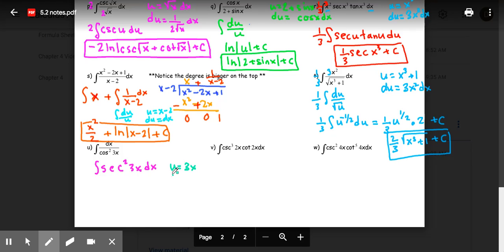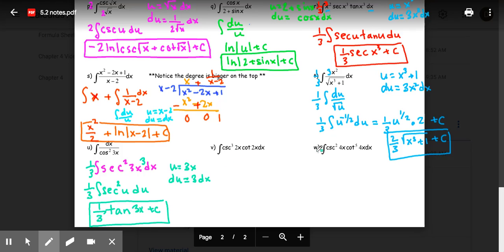3x, and my du is 3 dx. So I put in a 3 because I need it for my du, and I multiply by 1/3 on the outside. This integrates to secant squared u du. And based on your formula above, that turns into tangent of u, which is tangent of 3x plus c. All right.